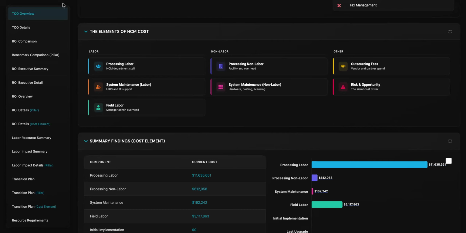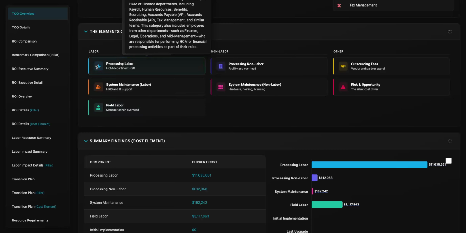So if I start on the left side over here, there's three buckets of labor that get included in the study. One is the processing labor, or call it the HR people that report into HR, but it could be somebody outside of HR in a payroll department or a finance department that come over and do some HR functions. If they do, we'll include them as well in there. The idea here is to get the total cost of labor to deliver HR services in this organization.